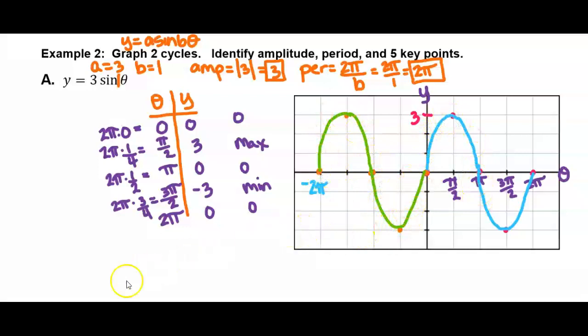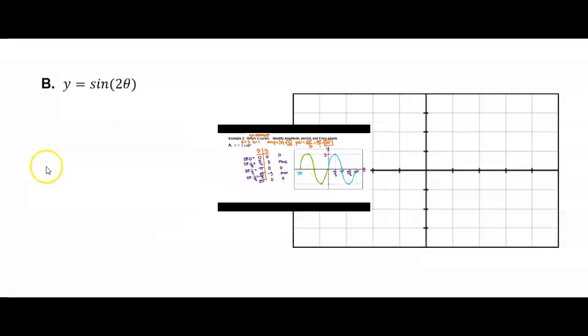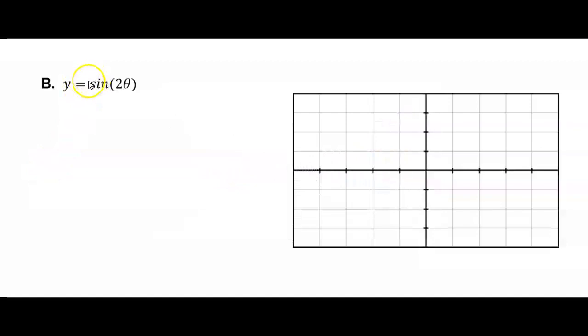All right, let's take a look at example B. All right, again, so for example B, our A value is 1 and our B value is 2. So why don't you pause the video and figure out what the amplitude and what the period are going to be.